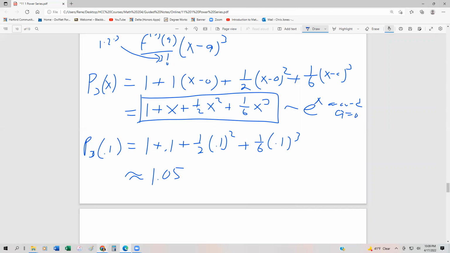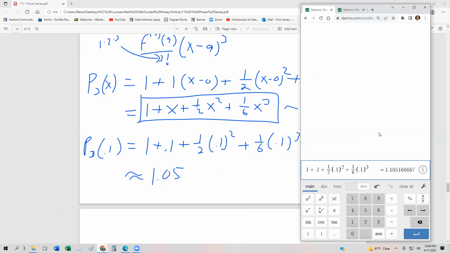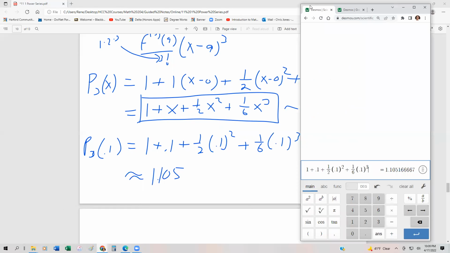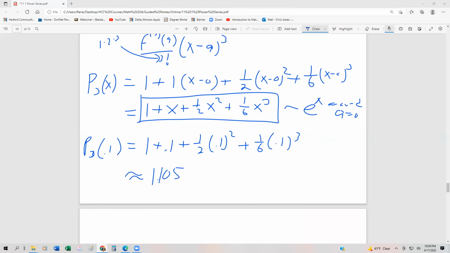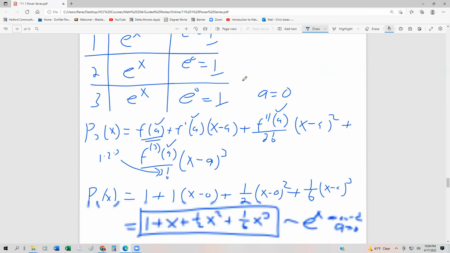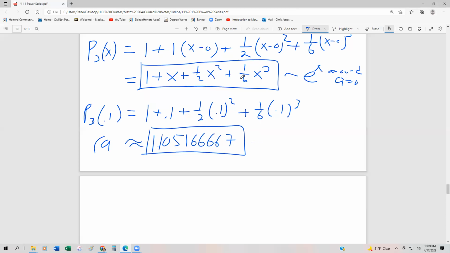All right, so 1.105, excuse me. It keeps going away whenever I try to write on the screen, so apologies. So 1.105166667. All right. Now that is the approximation, okay, for P3. So that's actually going to be part A's answer, okay, approximate the given quantity. All right, so this is for A.